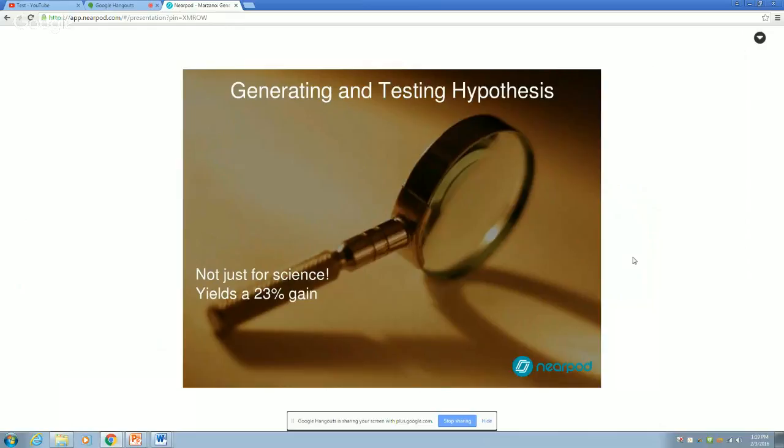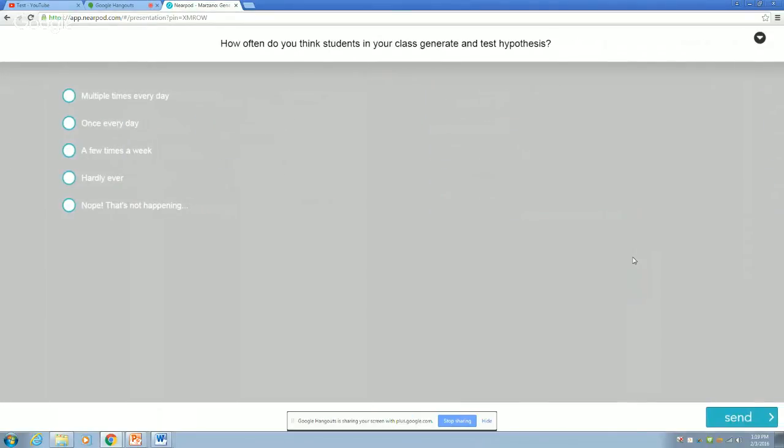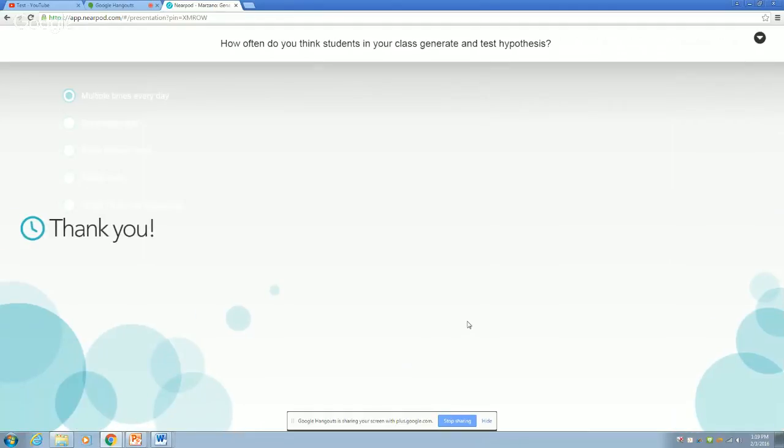Okay, so we had generating and testing hypotheses, and one of the things was it's not just for science, and it yields a 23% gain. Then we did a little question that you can answer. Just click yours. This just shows you how, if you were to use this, an easy way to answer. It doesn't matter. But from the teacher screen, it shows you every child and what they're answering.